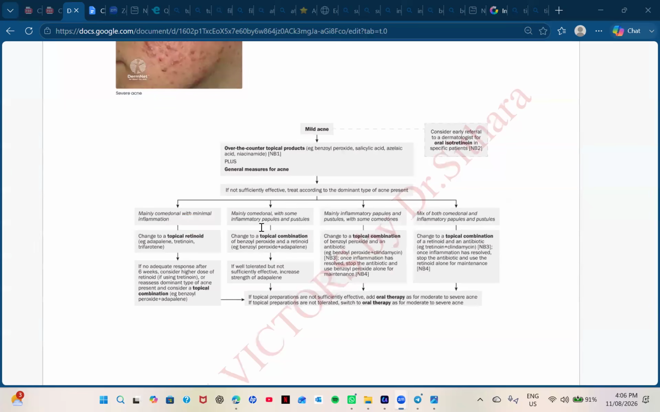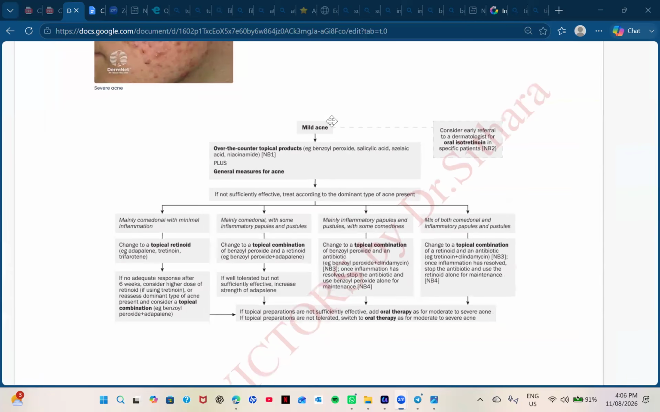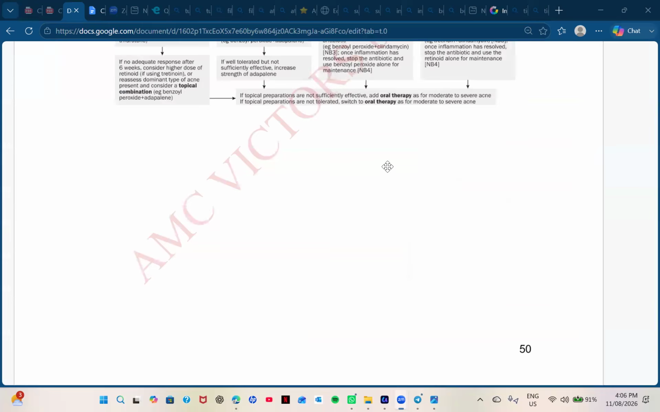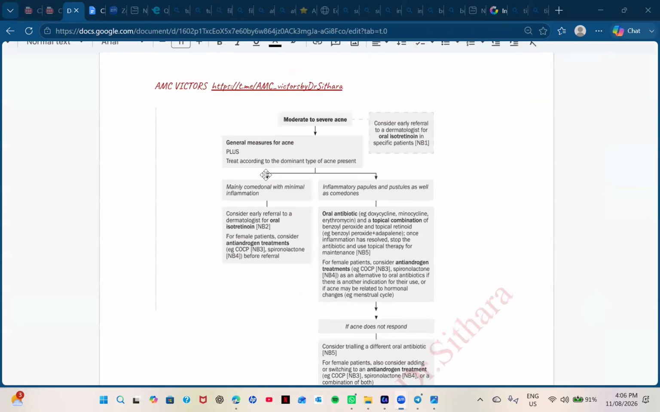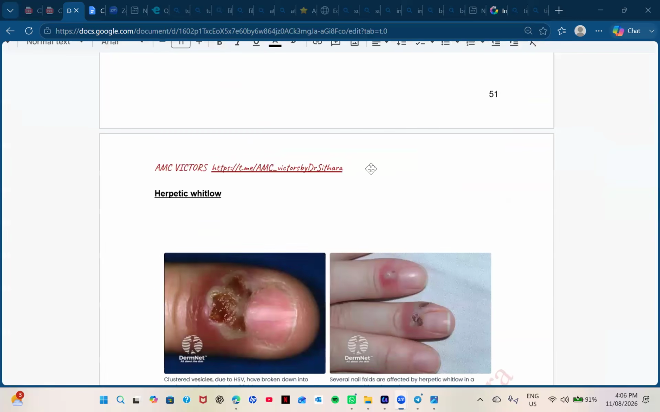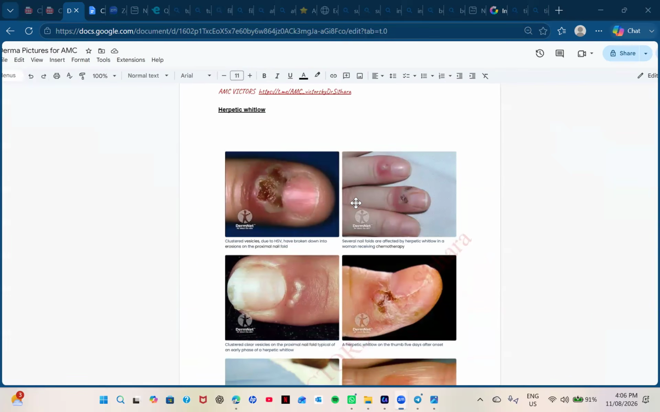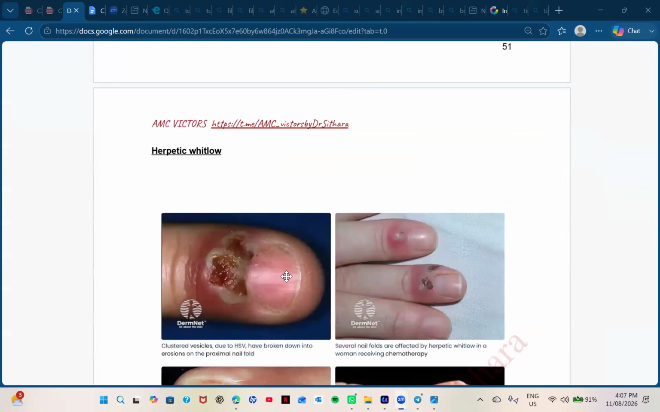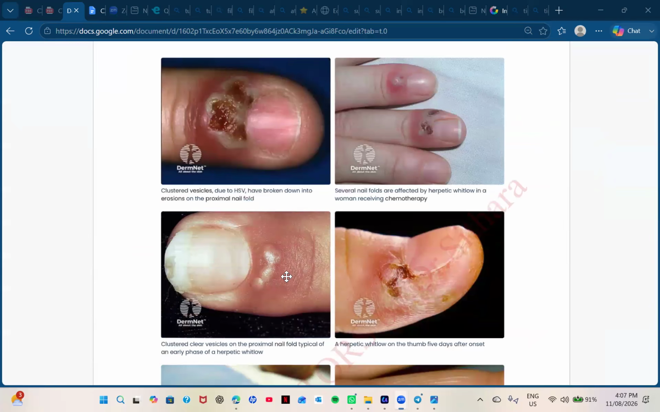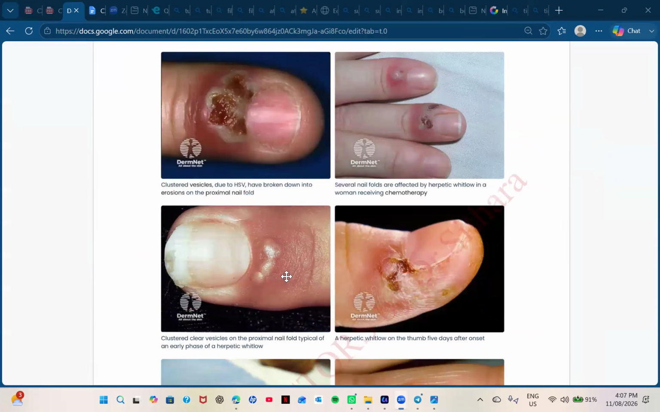I have shared this PDF in the group. You can go through that one: how mild acne is managed and how moderate to severe acne is managed. Very important. Then the next topic is herpetic whitlow. So what is herpetic whitlow? Herpetic whitlow, doctors, what is it?